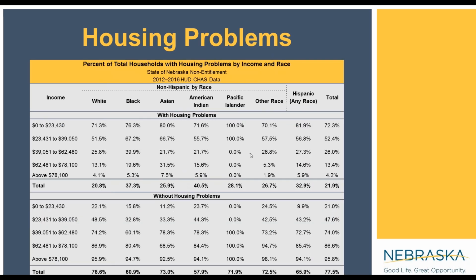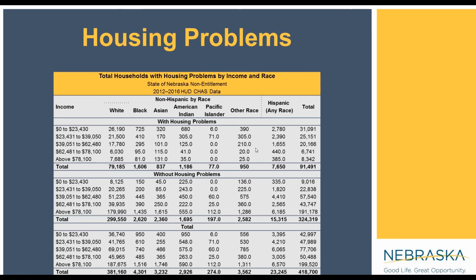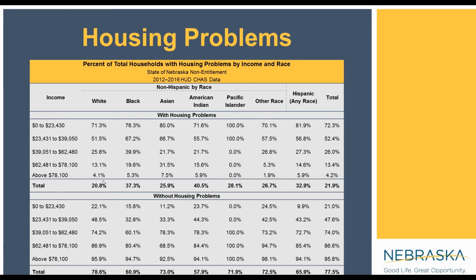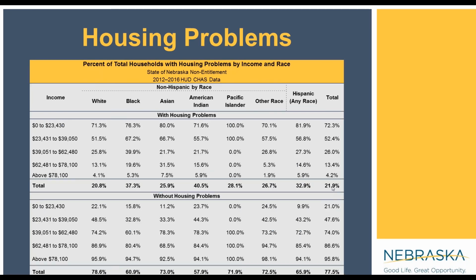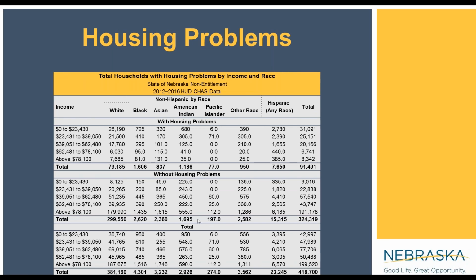So that is the percentage of total, and these are the actual numbers, so you can see. Although about a fifth of white households are experiencing housing problems, the majority of the households in the non-entitlement area of the state facing a housing problem are white households, with 79,000. African American 1,600, American Indian 1,186, and then Hispanic 7,650, for a total of about 91,491 households, or like I said, 21.9% of all households in the state are experiencing a housing problem.